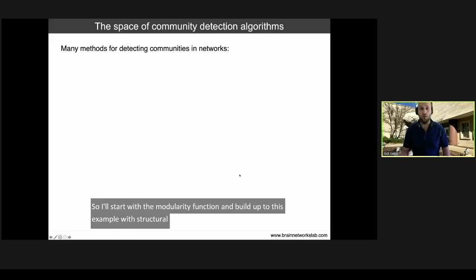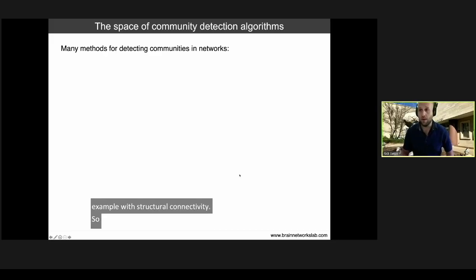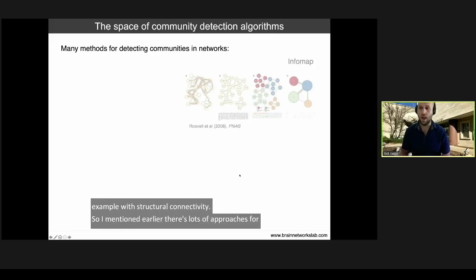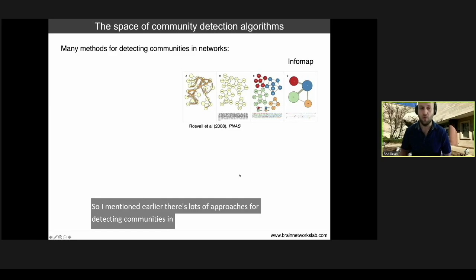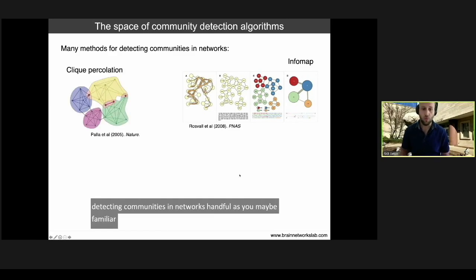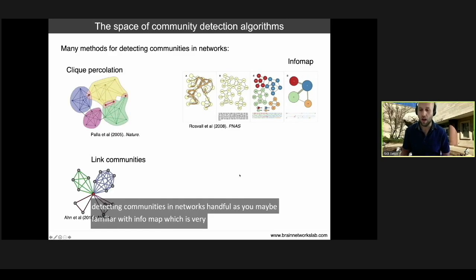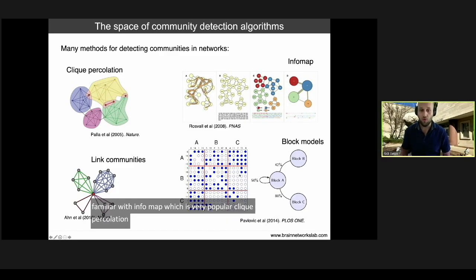So I mentioned earlier, there's lots of approaches for detecting communities and networks. A handful that you may be familiar with, like InfoMap, which is very popular, clique percolation, link communities, block models. All of these have been used both in the network science community and even in the network neuroscience community for detecting the mesoscale and community structure of networks.